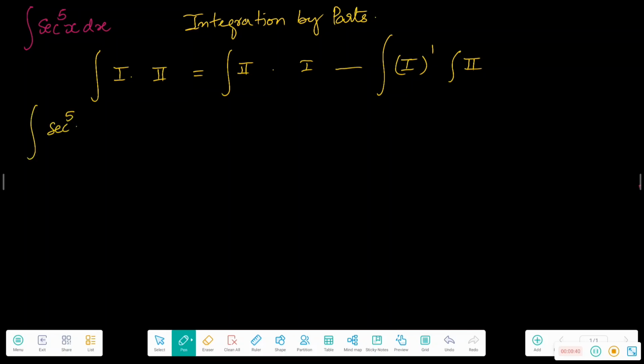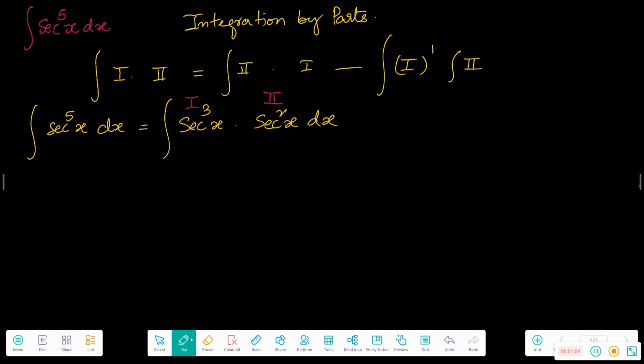Now let's write down secant to the power of 5x as secant cube x into secant square x. Because we know the integral of secant square x, we can take it as the second function and the first function will be secant cube x. Now we can apply integration by parts.